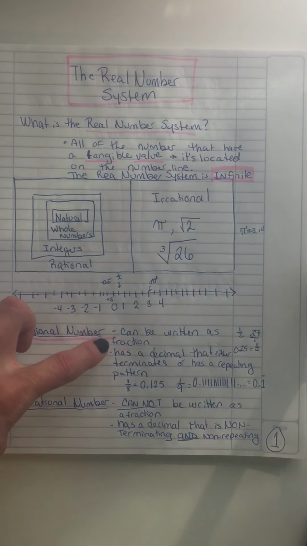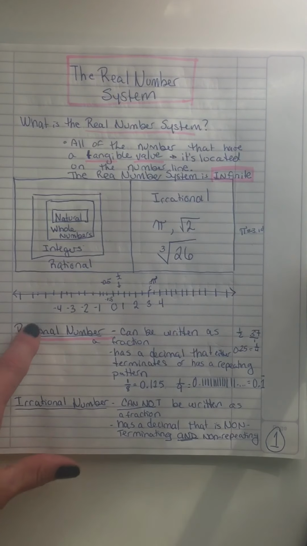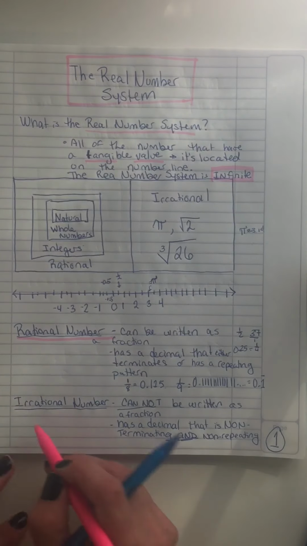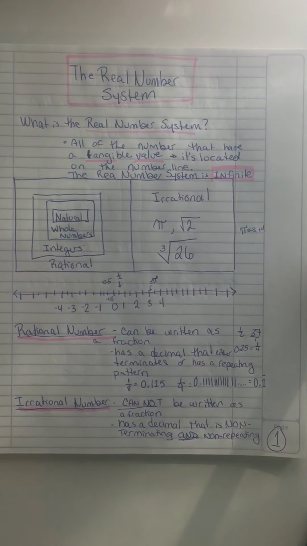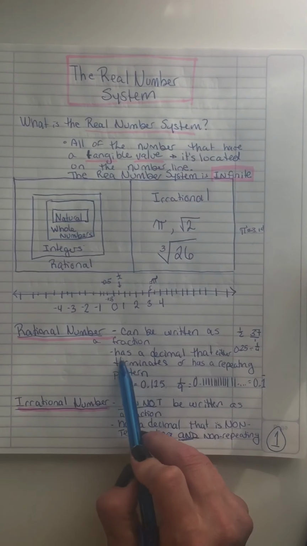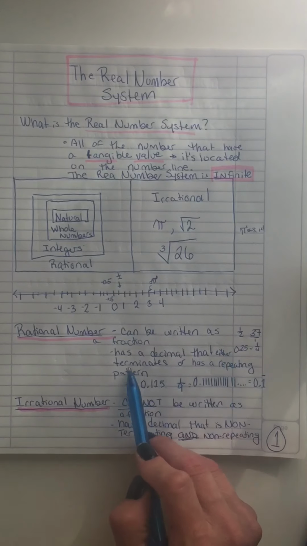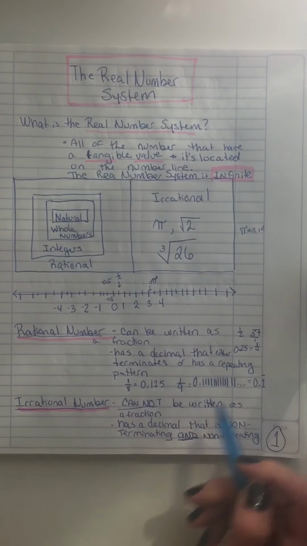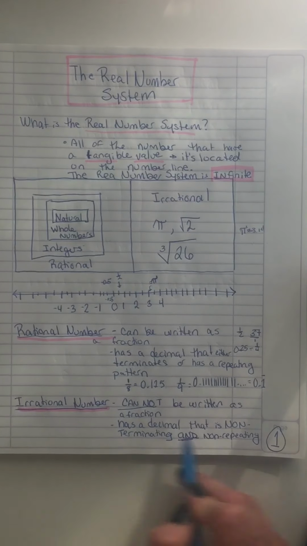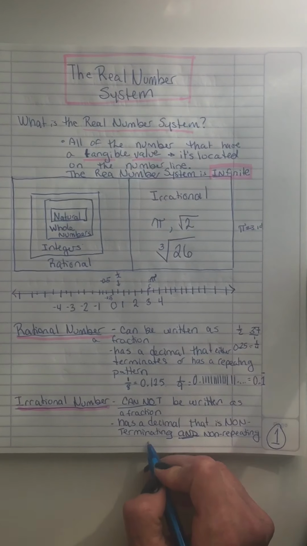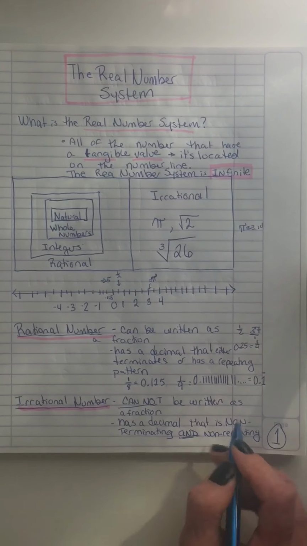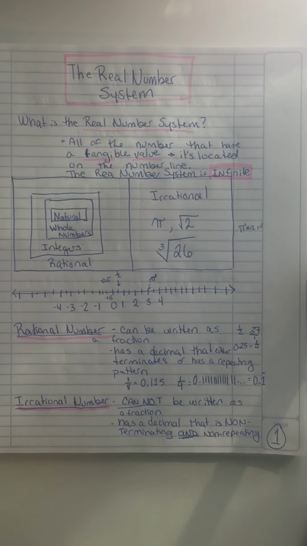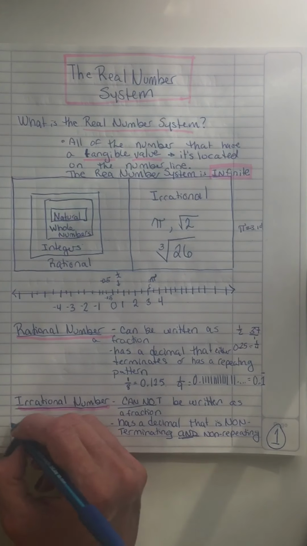So it's all the things here that we said for the rational number, the opposites are true for the irrational number. We said it can be written as a fraction for a rational number. An irrational number cannot be written as a fraction. For a rational number, it has a decimal that either terminates or repeats. And here we say it has a decimal that is non-terminating and non-repeating. So it has to both never end and never repeat. And we'll give some examples.